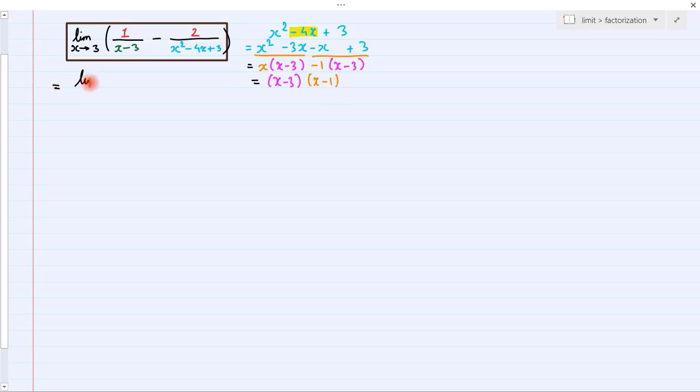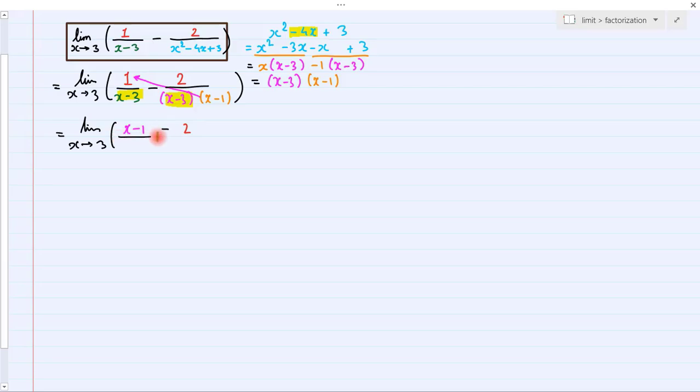So let's write down limit x tends to 3. Your first term will be as it is, 1 upon x minus 3, and in the second term, 2 upon the factors of x square minus 4x plus 3. Here the common factor is x minus 3, so we don't have to worry about it while taking LCM. This x minus 1 will multiply with 1 and will give us x minus 1, and minus 2 upon x minus 3 into x minus 1.